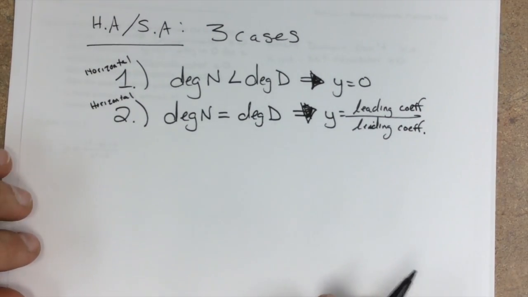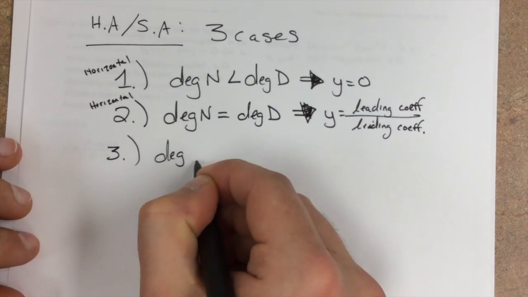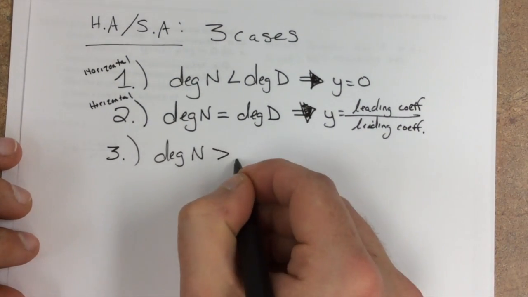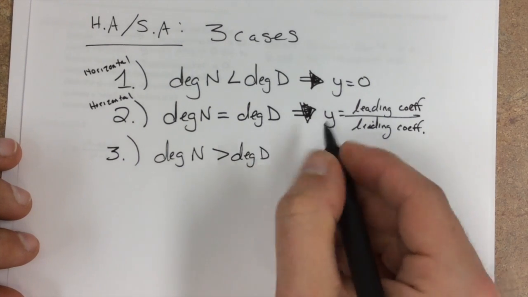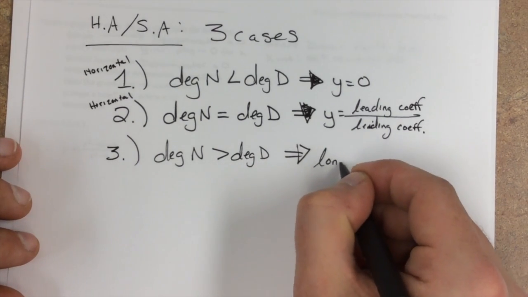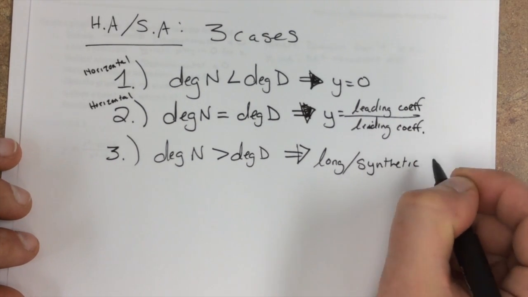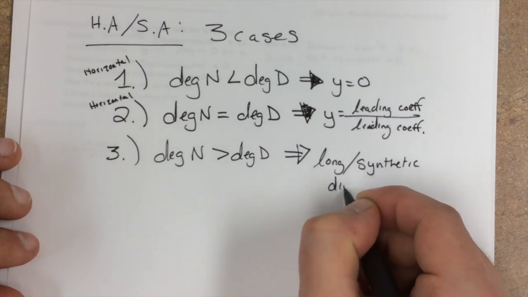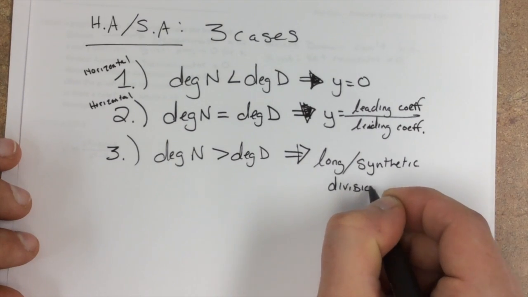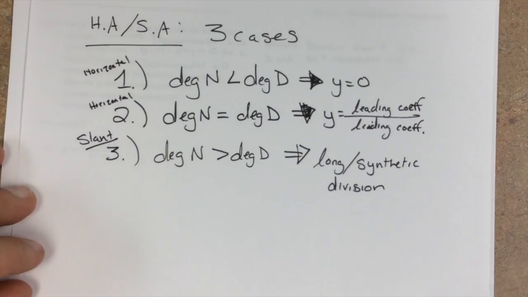There's a third case. If the degree of the numerator is larger than the degree of the denominator, then we have to do long division or synthetic division to see what equation we get. This is most likely where you're going to get a slant asymptote.